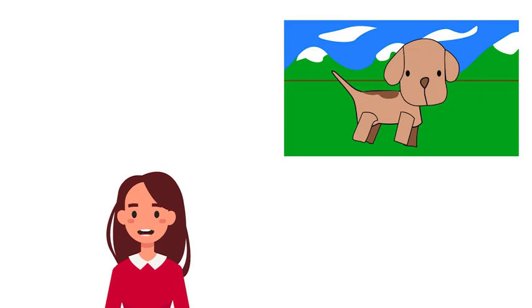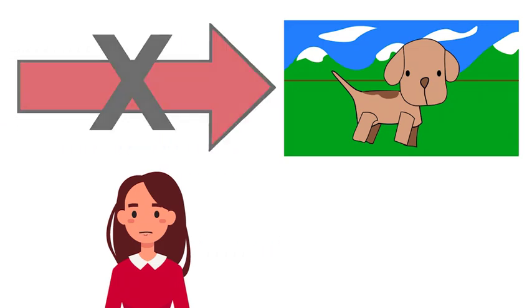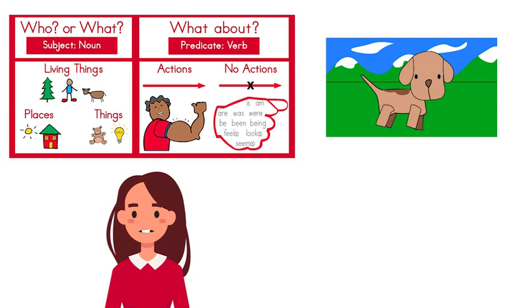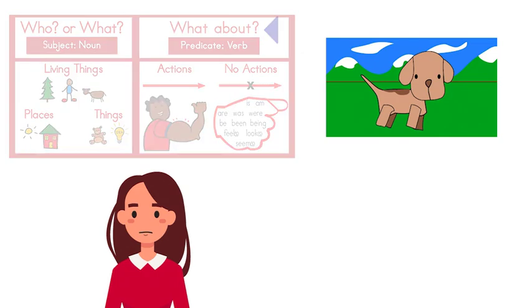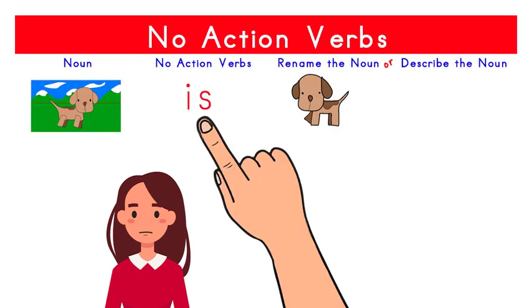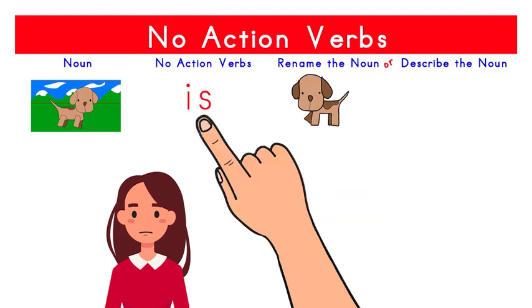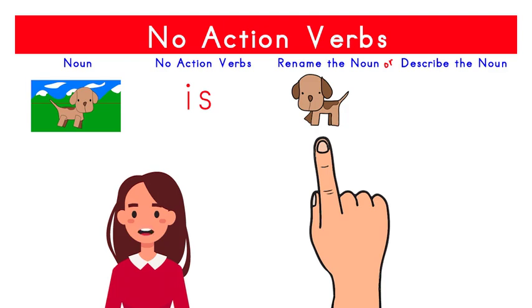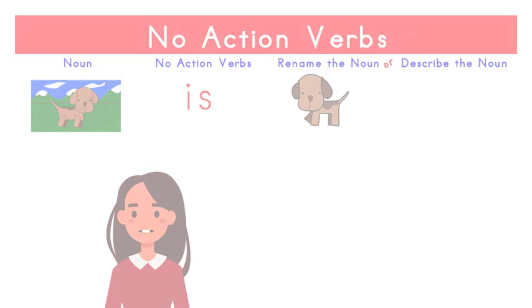Let's build a sentence about the dog with no action verbs. Ask the predicate question. What about the dog? What is the dog? The words in the pointed finger show many common verbs that have no actions. Instead, these verbs connect the subject to words that rename or describe the noun. The dog is a puppy. The no-action verb is connects dog to puppy. Puppy renames who the dog is.